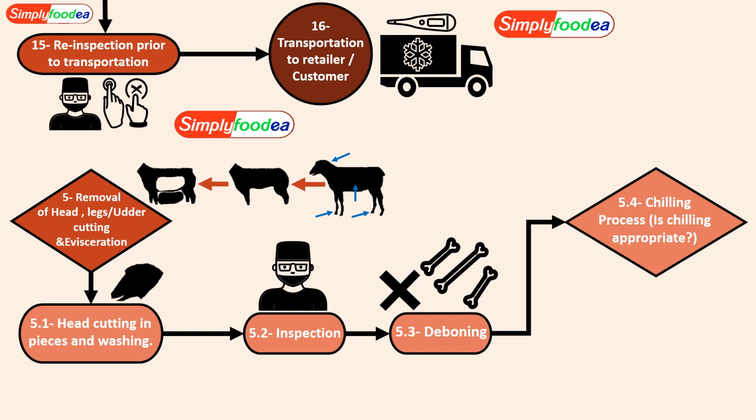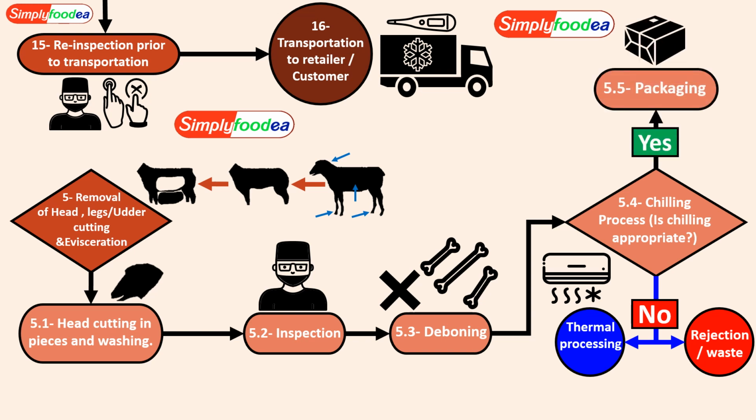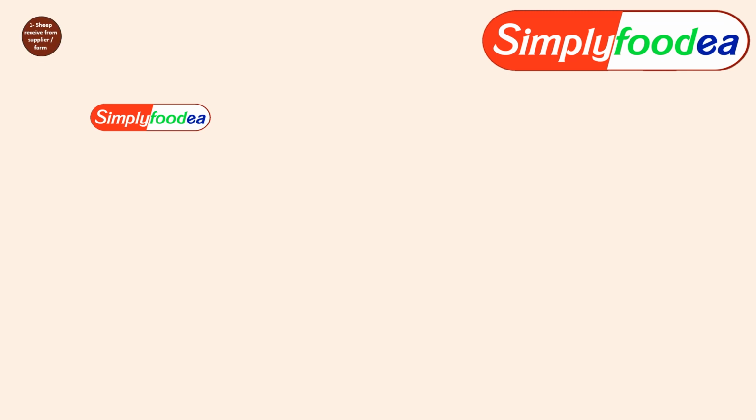5.4, the chilling process also. Is the chilling appropriate? If not, we'll make rejection or waste, or we can make another thermal processing to the carcass. Then if the chilling process is fine, we go to 5.5, the packaging step. Then to 16, again, transportation to retailer or customer or directly to the consumer. So these are the conclusion for all these steps.